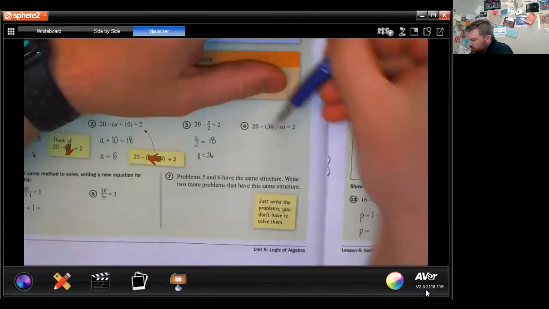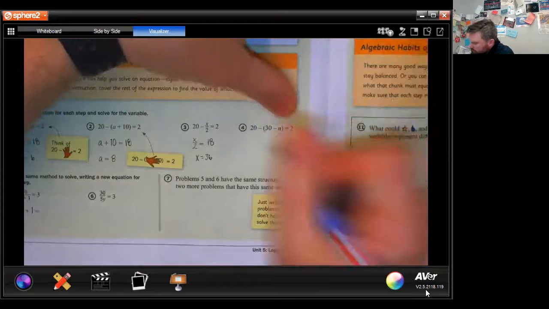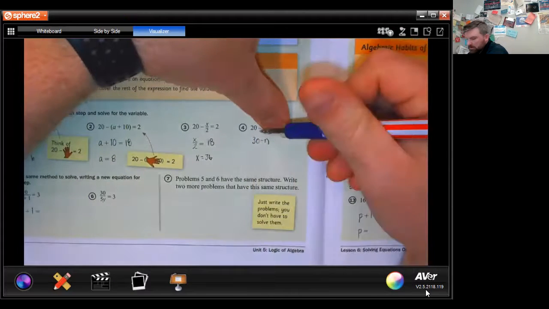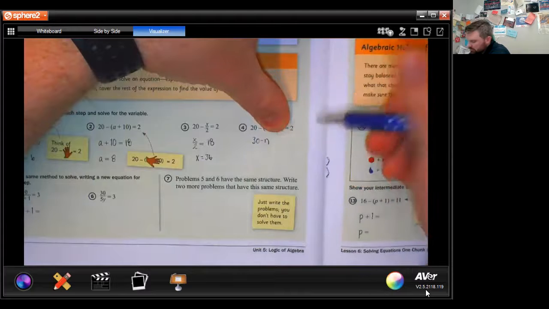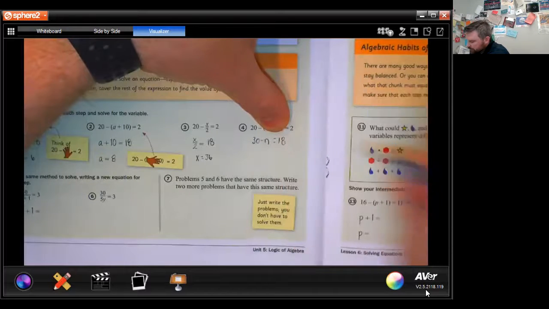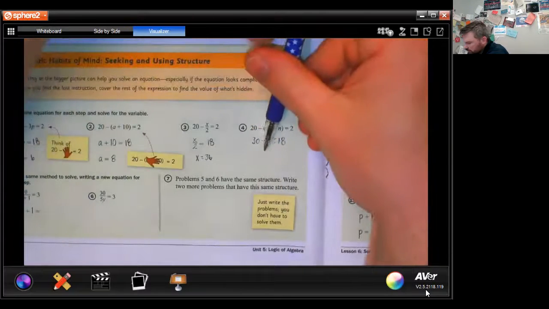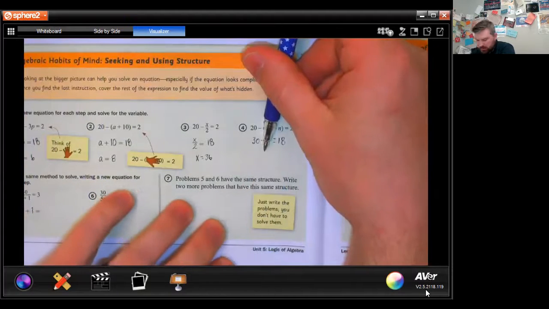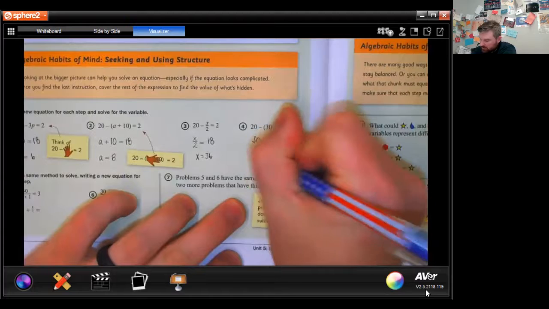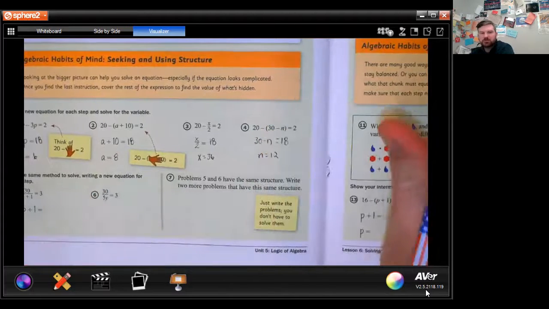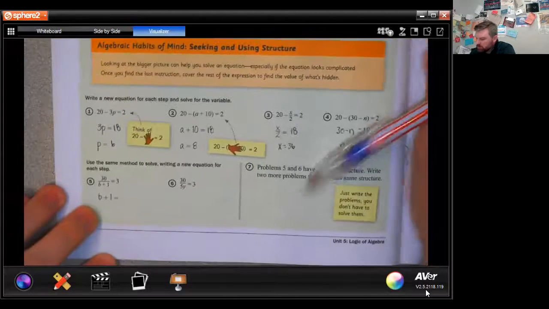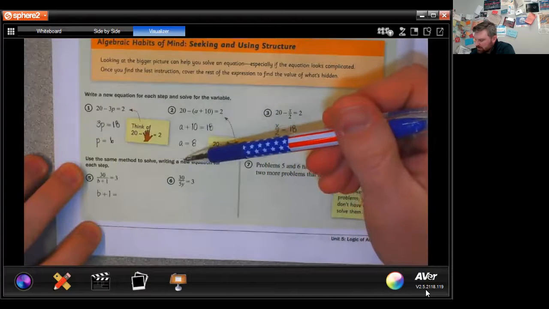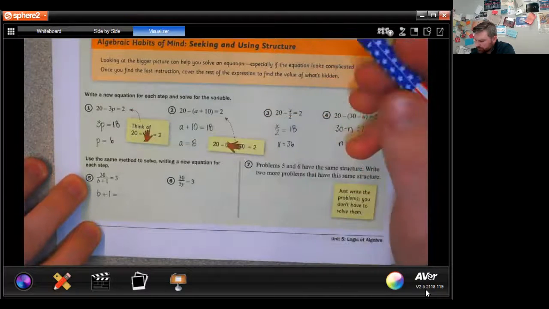Okay, here we'll cover up this portion, which we'll write down. We covered up 30 minus n. So 20 minus something is 2. That's 18. Okay, then we cover this up. 30 minus something is 18. So that would be 30 minus 12, and n would be 12. Okay, so this is one way of working through these problems. Use the same method to solve, writing the new equation for each step.